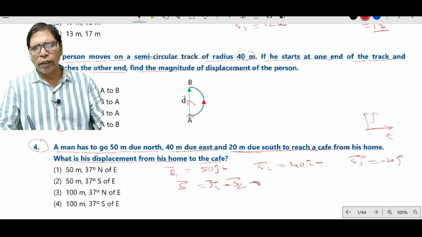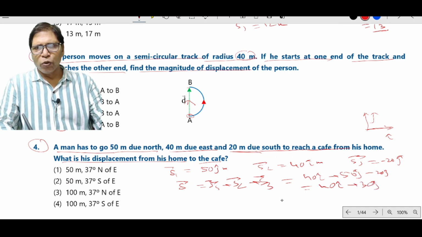So S vector is S1 vector plus S2 vector plus S3 vector. So this is 40 i cap plus 50 j cap minus 20 j cap. So this is 40 i cap plus 30 j cap. So the magnitude of S vector is root of 40 square plus 30 square. So this is 50.